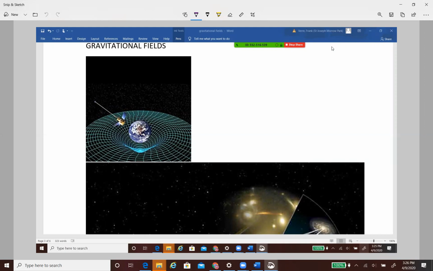Do you remember we talked about the universal law of gravitation, written as G m1 m2 over r squared? This allows you to predict the force of attraction between any two objects that have mass. But here's the question.